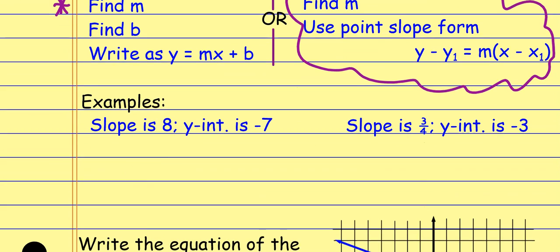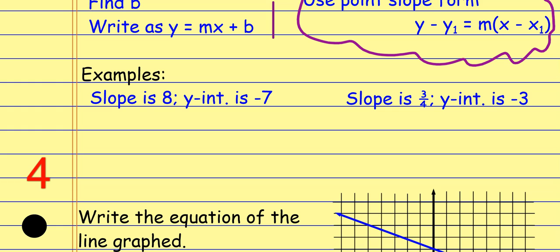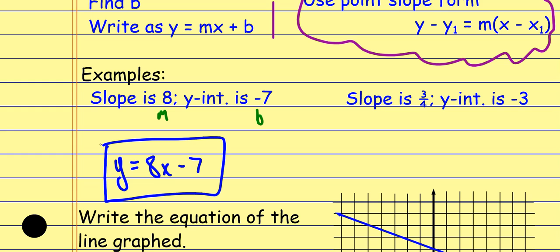For example, if I look at something like this guy, it says the slope is 8 and the y-intercept is -7. This is a situation where they're giving us the m value and the b value. They're giving us this guy and this guy as the slope and the y-intercept. So I can go right to slope-intercept form and say, hey, this is y equals 8 times x and then -7. And that's it. And we could plug it right in. And now here's the thing. You don't have to do that.